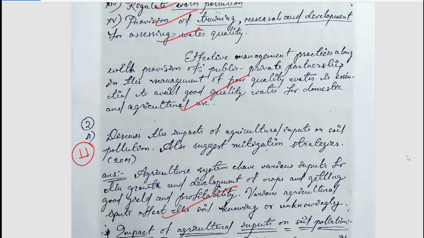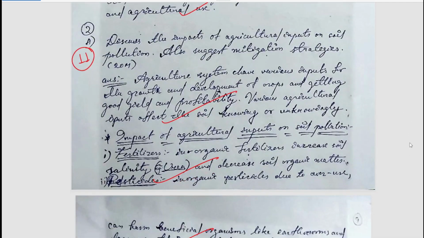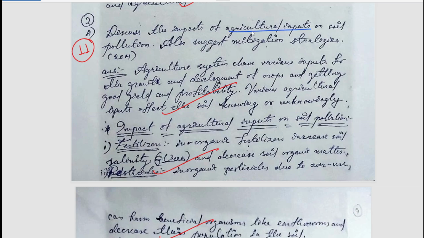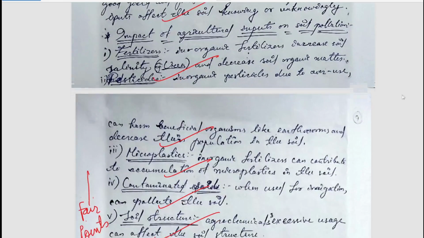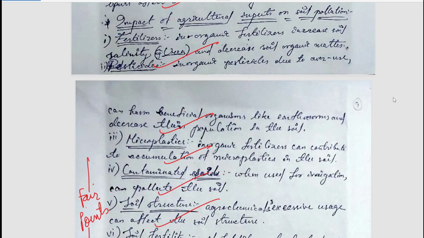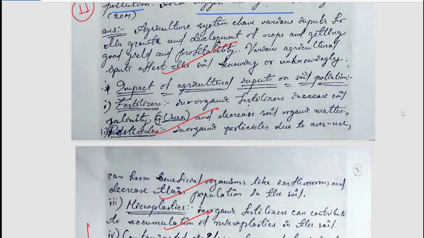Now let's move to the next question. The next question is, discuss the impacts of agricultural inputs on soil pollution and also suggest mitigation strategies. So how are agricultural inputs affecting soil pollution? You all know what soil pollution is. You could introduce it by writing about it, or you can write something about how it is affecting agricultural profitability and yield. So how does soil pollution occur through agriculture?